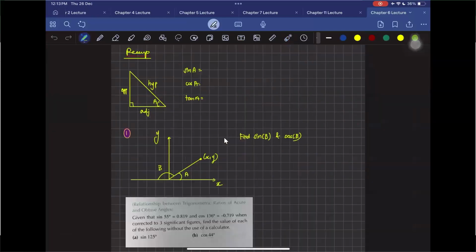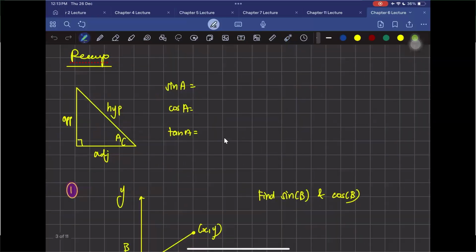Okay, so just a quick recap. Pause the video at this point and fill out these three blanks. So for sine A, cosine A, tangent A, what are the formulas? Okay, so you should know this by now. Sine is your opposite over hypotenuse. Cosine is your adjacent over hypotenuse. Tangent is your opposite over adjacent. Do you know that tangent is also your sine over cosine? Okay, you should know all these identities by now.